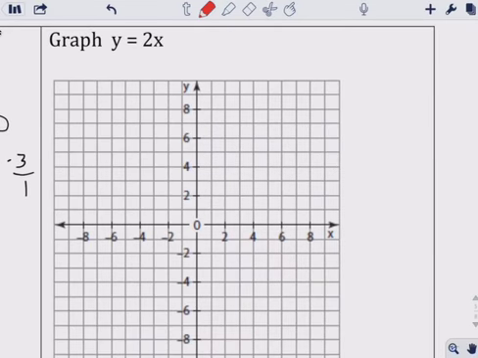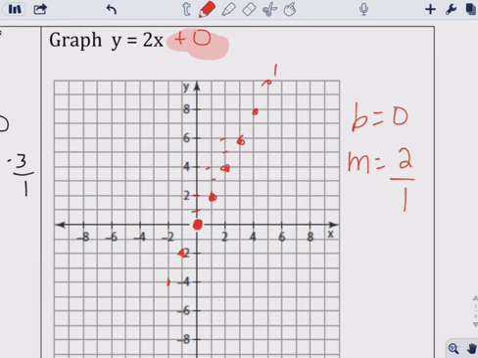Okay, so here there's nothing. If there's nothing, it's a 0. So right there is a 0. From there, that's your b, your starting point. Your slope is the other number, which is 2 over 1. That means you go up 2 over 1, 2 over 1, and you get this nice line. Okay, and connect it, and that's it.